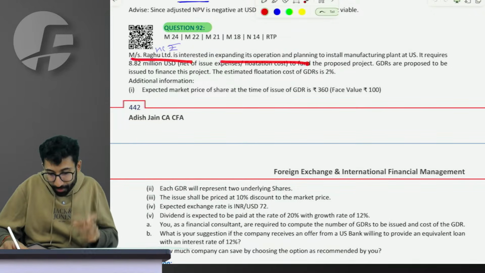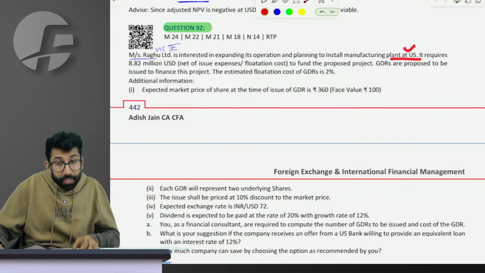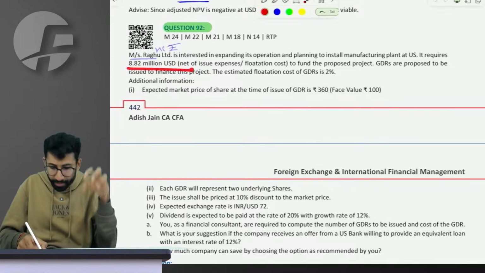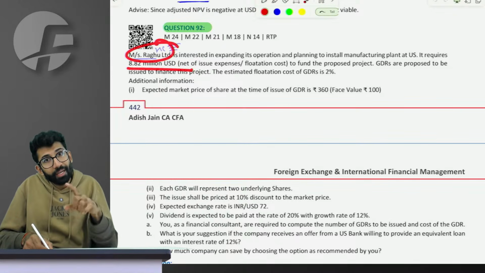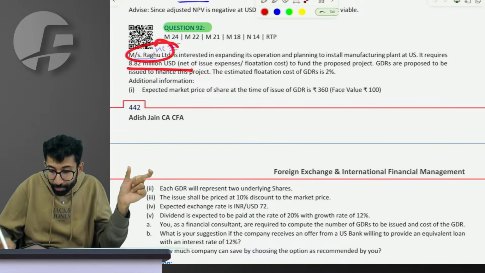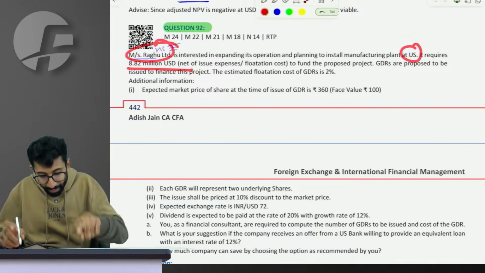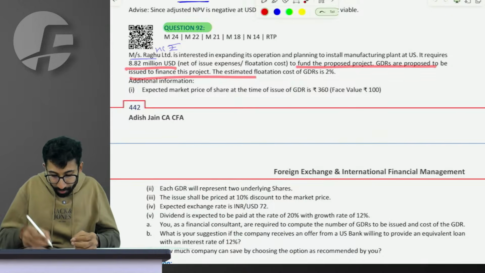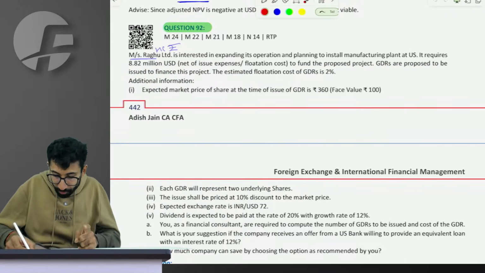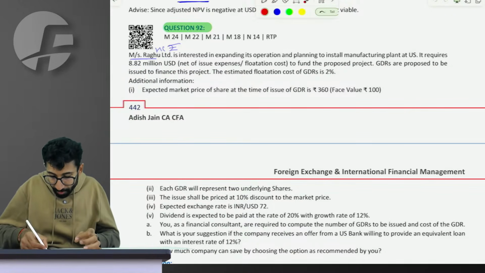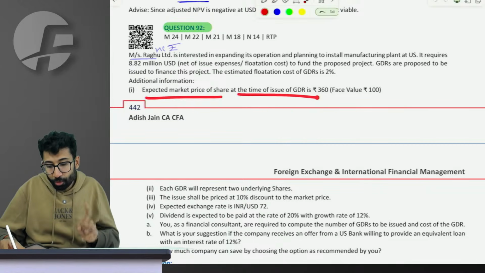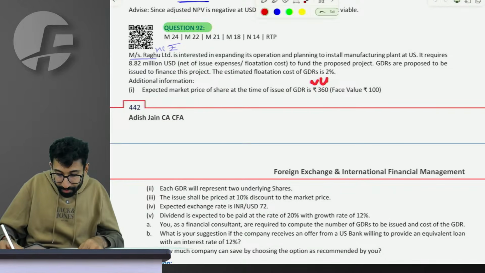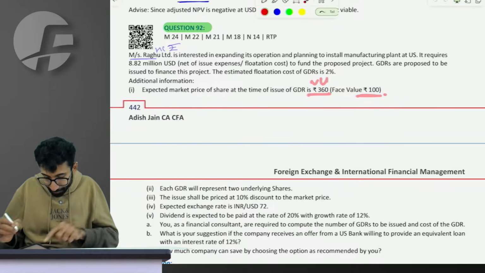Raghu is interested in expanding an operation in US, for which it needs USD 8.82 million. Raghu is an Indian company, right? But it has to make an investment in US, which is why it's planning to raise an amount from US only, correct? How much does it need? 8.82 million. Flotation cost is 2%. Expected market price at the time of issue is rupee 360, of this company in India, 360 is the market price, face value being 100.